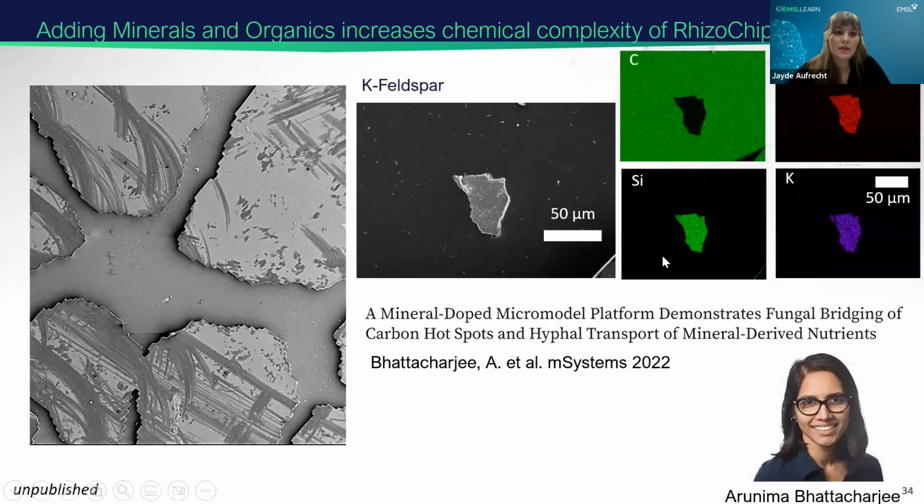Okay, so the rhizochip is also able to be customized to make it more chemically similar to soil. So you can add different minerals and organic compounds to the rhizochip as well. This is something that my colleague Arunima has been really working on. And so at this point, I'm going to give the presentation over to Arunima so that she can present the final two TerraForms platforms. Arunima?